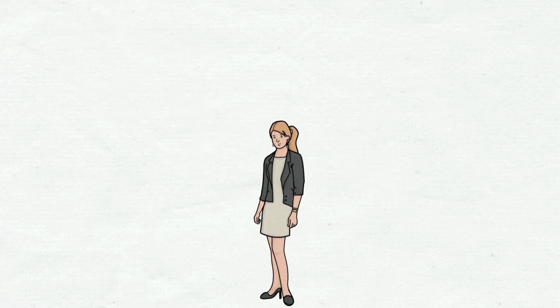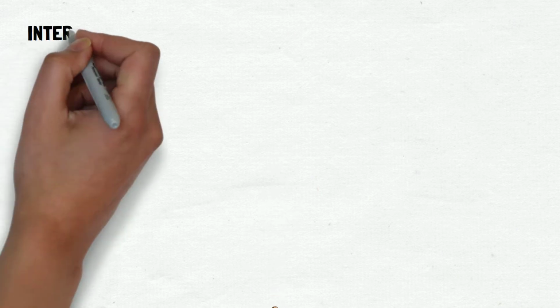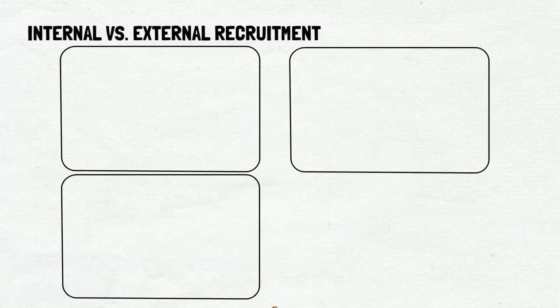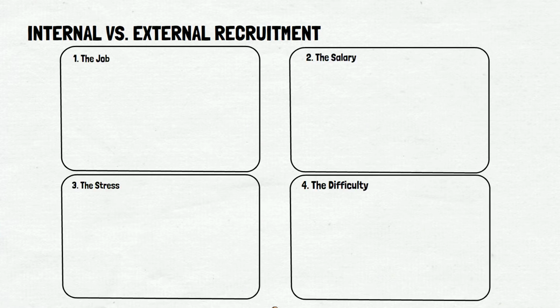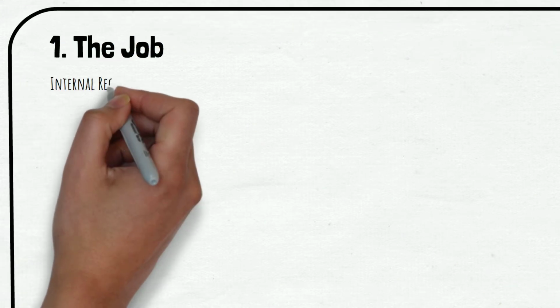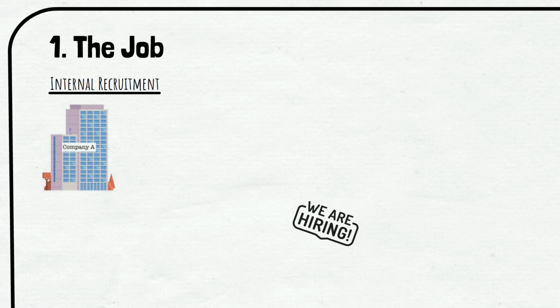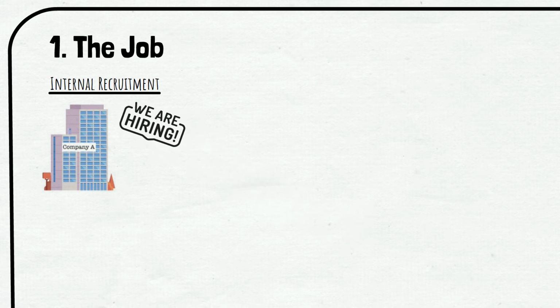So you want to be a recruiter, but first you need to know the four main differences between internal and external recruitment. In internal recruitment, the recruiter will be working in Company A. Company A needs to hire many positions. They can be software developers, marketing managers, accountants, salespeople.